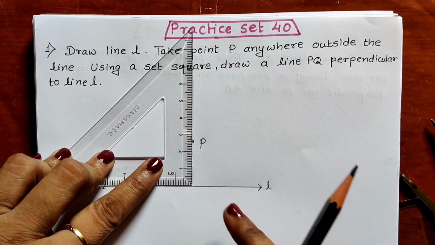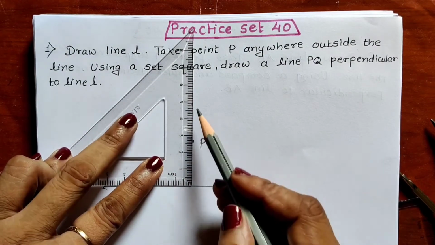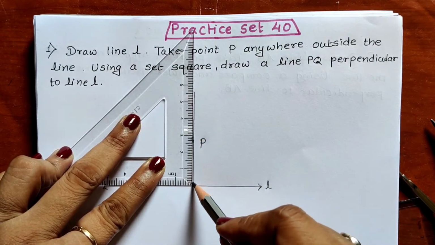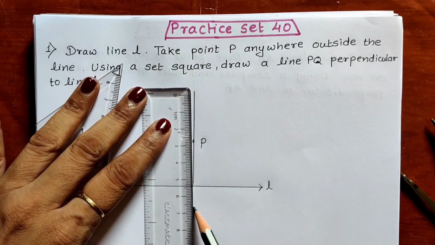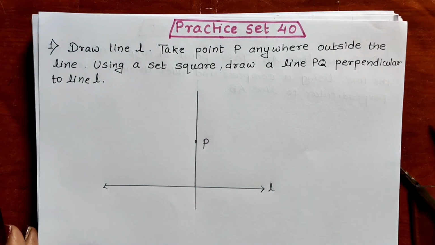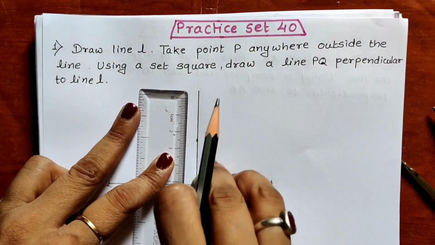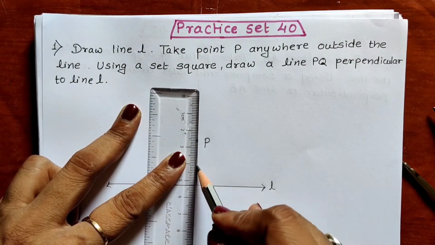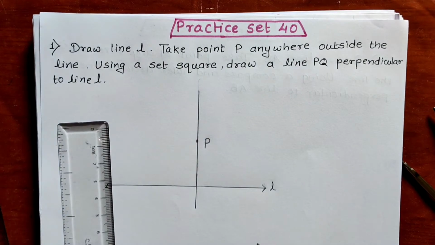Always check whether you have placed your set square very properly. Yes. Now I can draw. I can extend this line by using my ruler downside. And in this way, I can extend it properly, extend with utmost care. Okay.